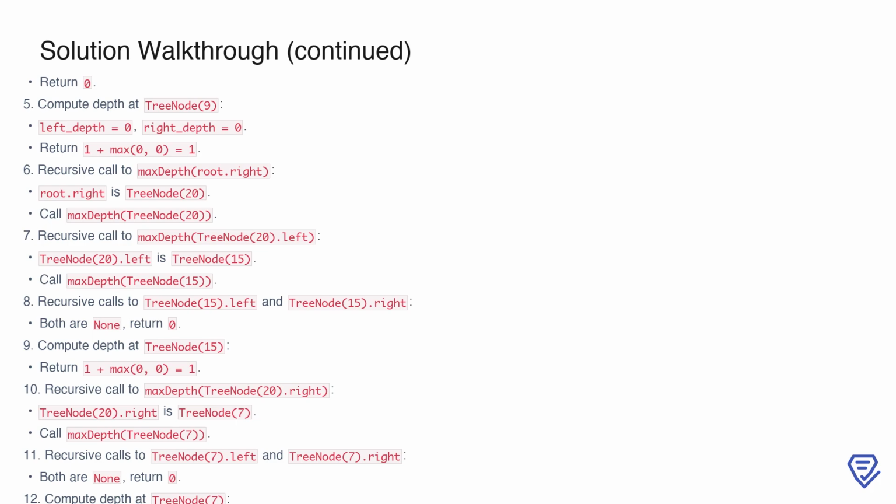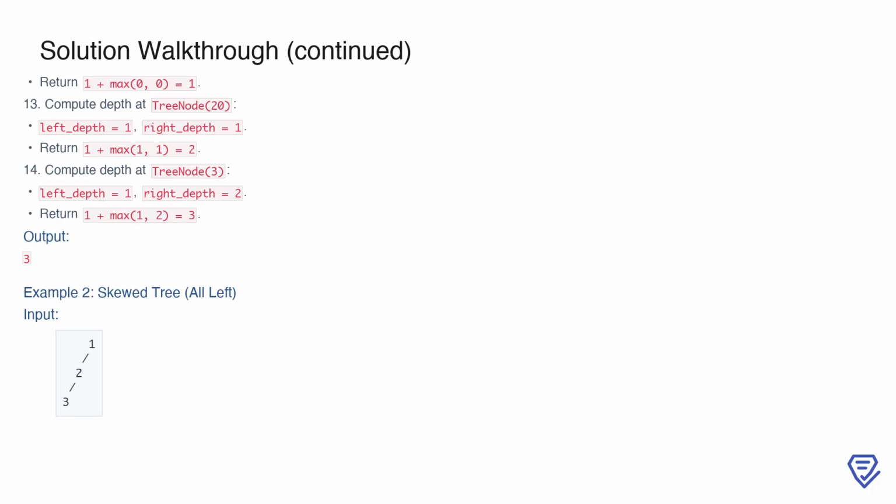With both left and right subtree depths for tree node 20 determined, we compute its depth as 1 plus max 1, 1 equals 2. Finally, we calculate the depth of the entire tree, starting with the root node, tree node 3. The left subtree depth, which we calculated earlier, is 1, and the right subtree depth, just computed, is 2. Using these values, the depth of the tree rooted at tree node 3 is determined as 1 plus max 1, 2 equals 3. This gives us the maximum depth of the binary tree for this example, which is 3.